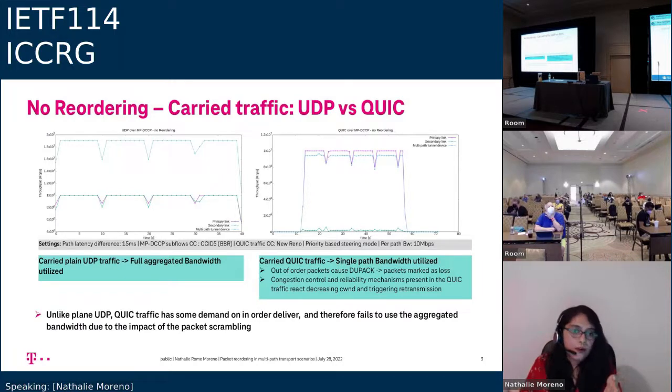In conclusion, for a protocol like UDP, where there is no congestion control or any reliability, there is no demand for any reordering. So the scrambling introduced by the multipath transport doesn't have any effect on the overall performance. But unlike UDP, QUIC has a congestion control, and therefore there is a demand for in-order delivery, and it fails to use the aggregated bandwidth due to the impact of the packet scrambling.